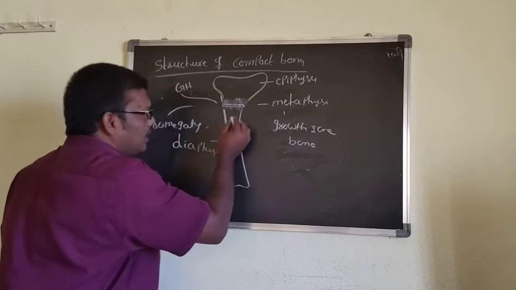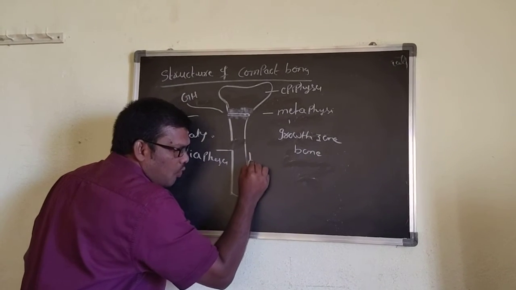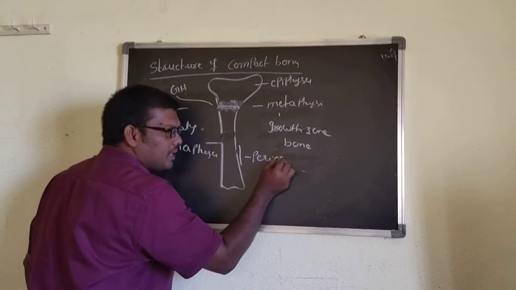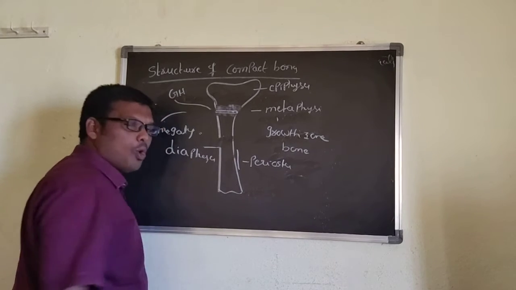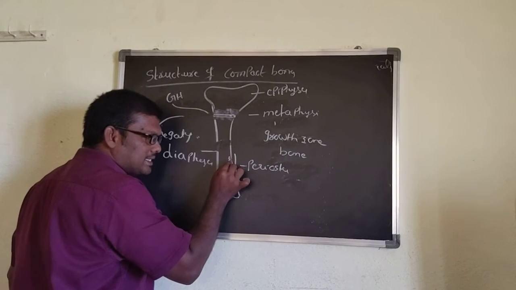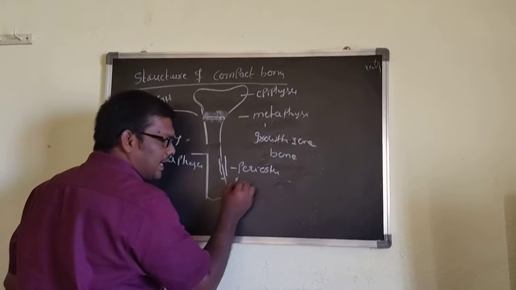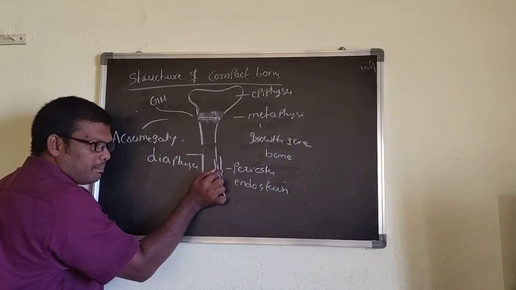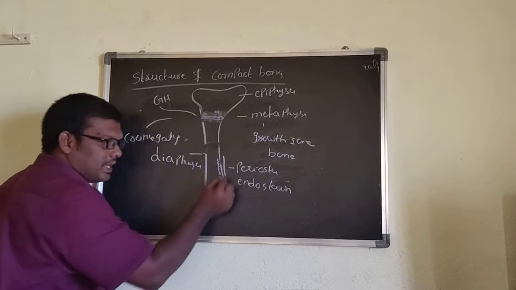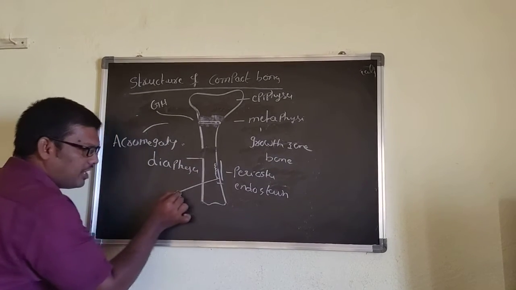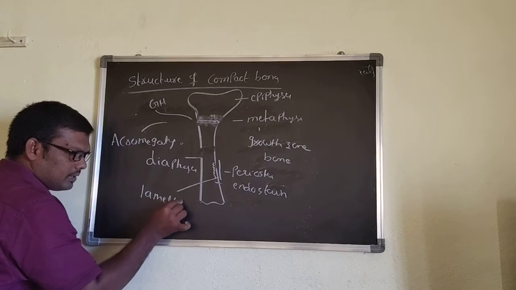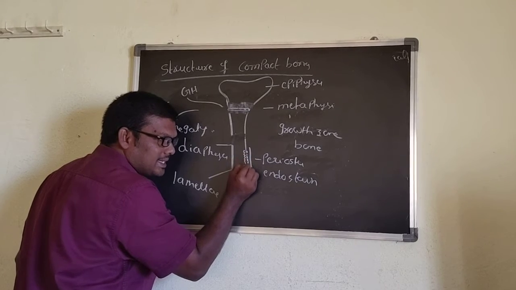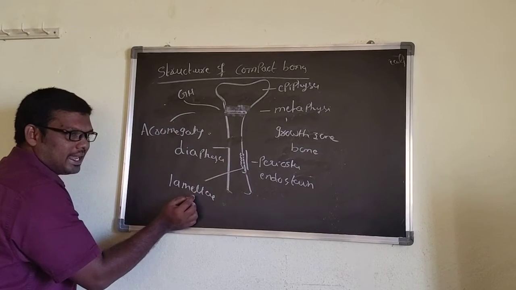Now see, this outer fibrous connective tissue is called the periosteum. I already said periosteum, and this is called the bone marrow. This marrow cavity is lined by a connective tissue called the endosteum. Between periosteum and endosteum, there is a matrix and it is filled with lamellae. What does lamellae mean? Thin bony layers.